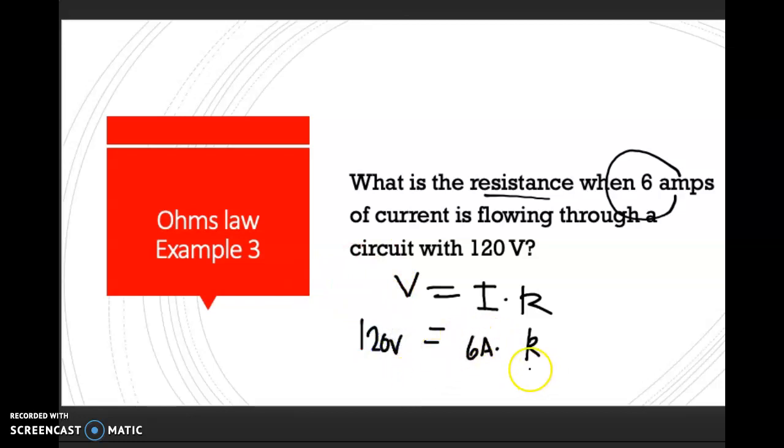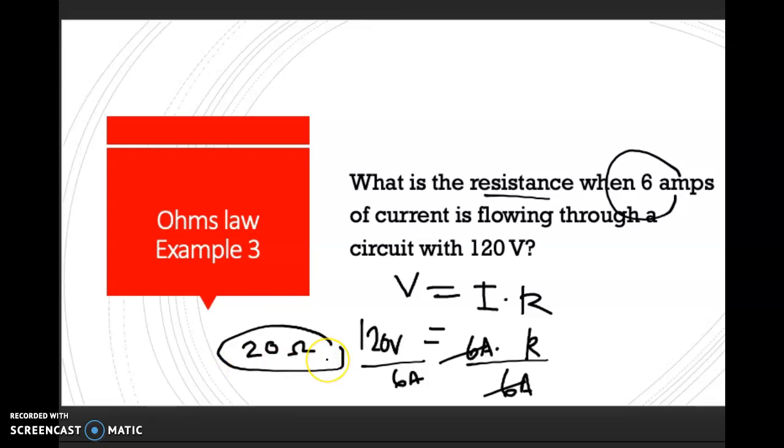Okay, so now I need to solve for R. How can I get R by itself? Divide both sides by the 6 amps. Here they're going to cancel. 120 divided by 6. Well, I know 12 divided by 6 is 2, and then so that's basically going to be 20. And the unit for resistance? Ohms. So there's my final answer.